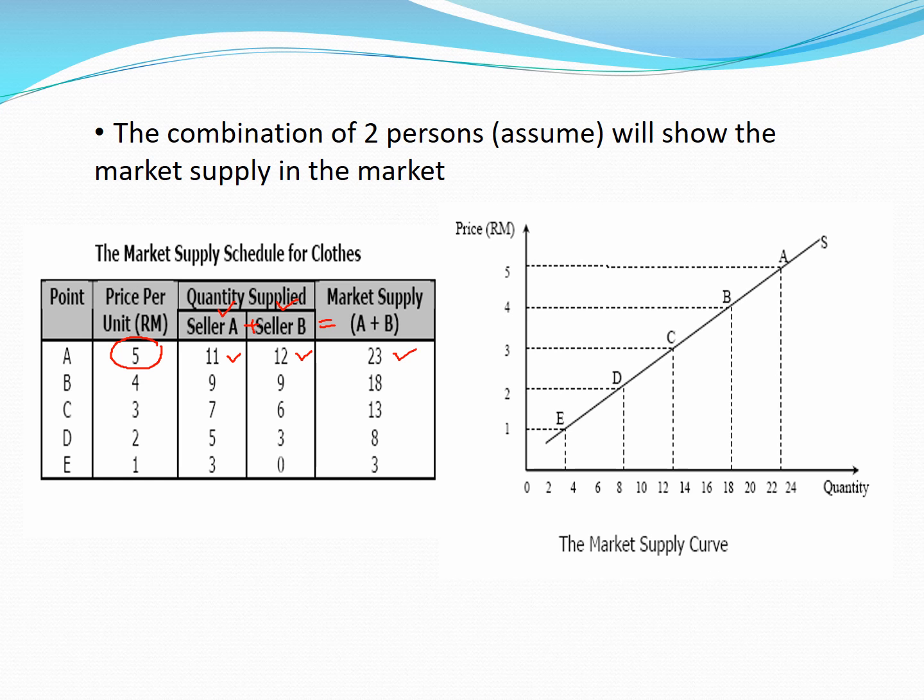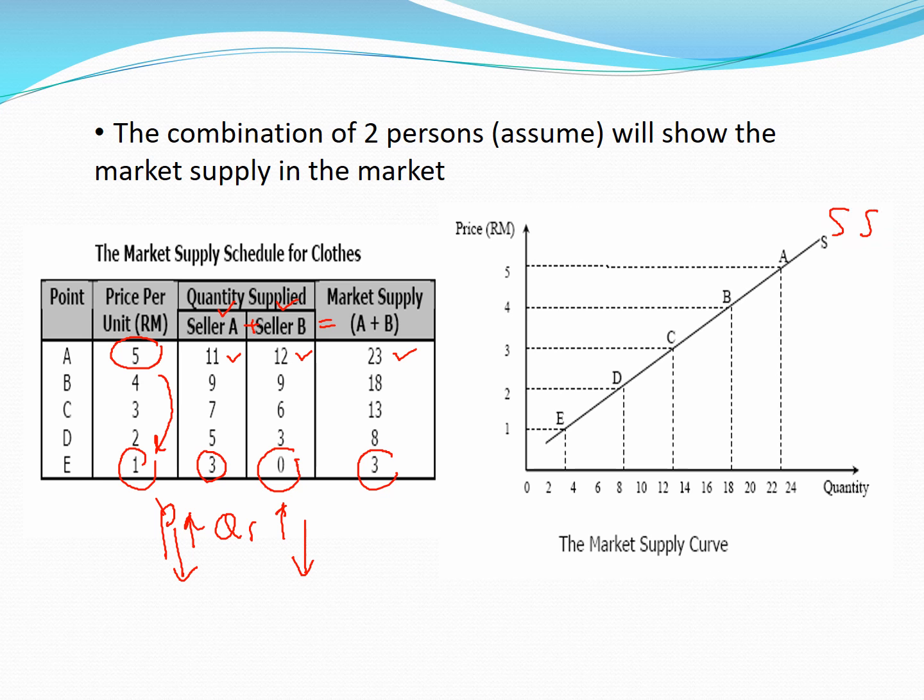But if the price becomes cheaper, 1 ringgit only, maybe you incur a loss as a producer. So that's why you drop your supply from 11 to 3 only. And seller B does not supply anything. Okay, so the market supply is only 3. So this is aligned with the law of supply. When price increases, quantity supplied will increase. When price drops, quantity supplied will also drop. So that's why it is an upward supply curve.